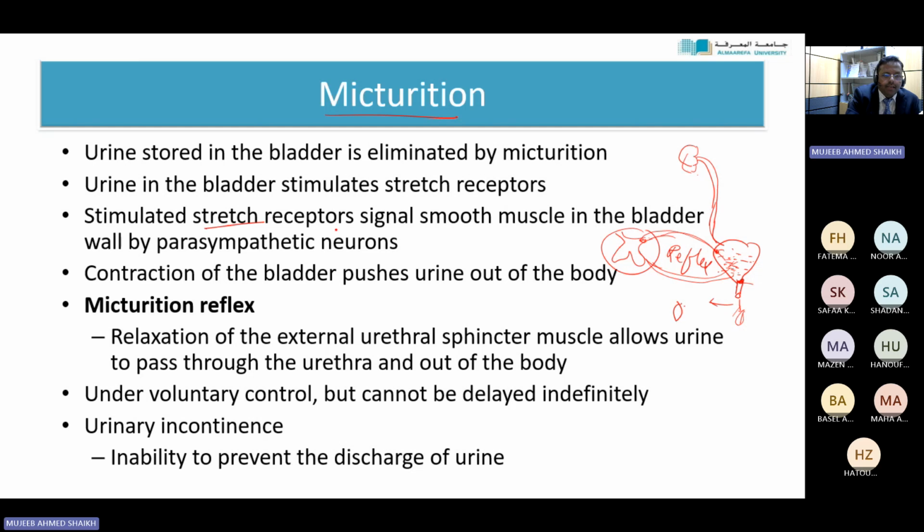There are stretch receptors present in the wall, the smooth muscles of the bladder, and they are connected through neurons, which are sympathetic as well as parasympathetic, to the spinal cord at the level of S2, S3, S4. So it is connected there. In the sacral segment of the spinal cord as well as in the lumbar region, that is L2, the sympathetic will be here.